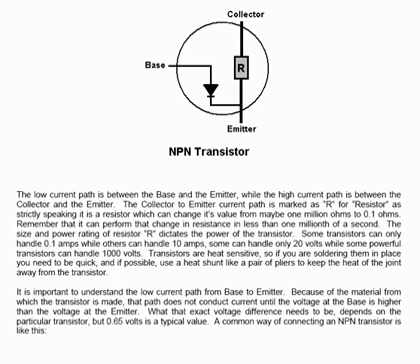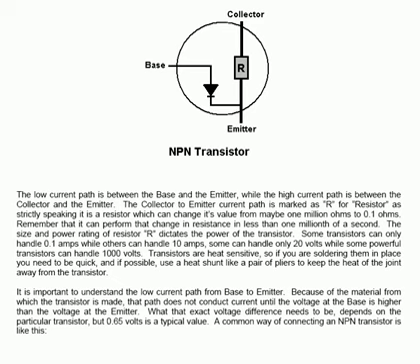It's important to understand the low current path from base to emitter. Because of the material from which the transistor is made, that path does not conduct current until the voltage at the base is higher than the voltage at the emitter. What that exact voltage difference needs to be depends on the particular transistor, but 0.65 volts is a typical value.